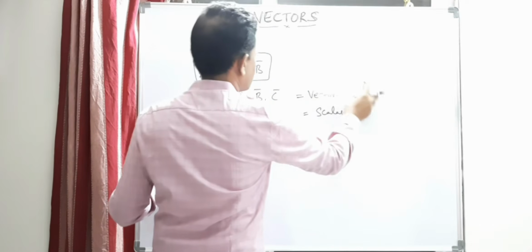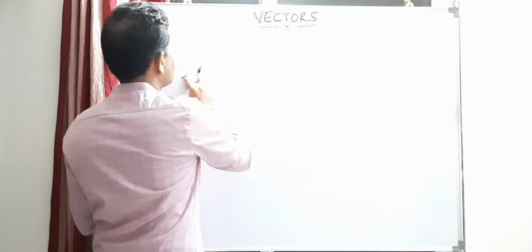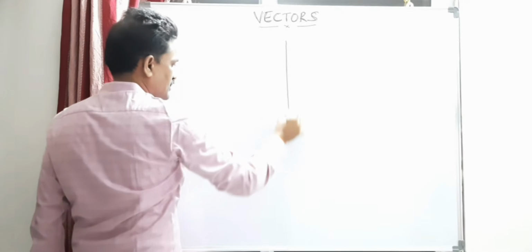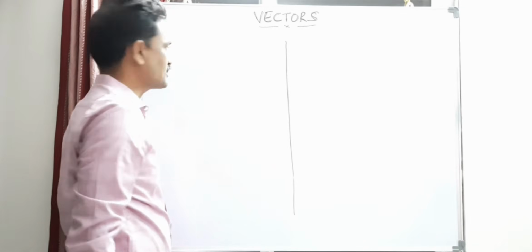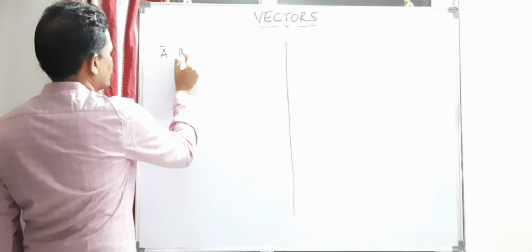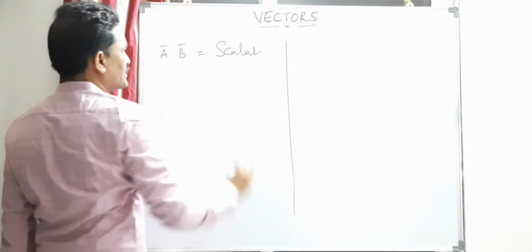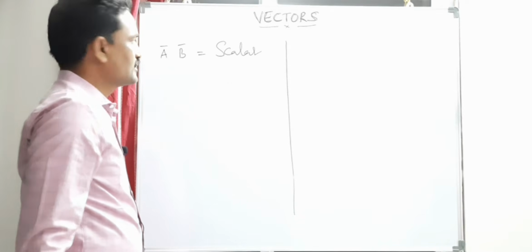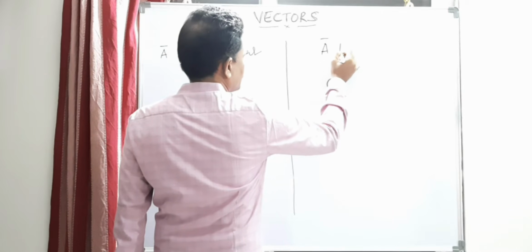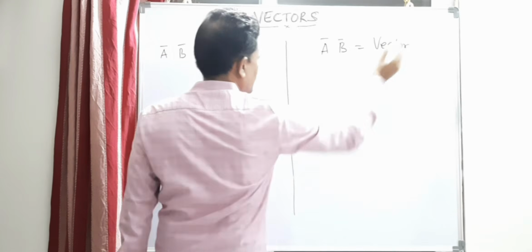Now let us discuss product of two vectors, that is multiplication of two vectors. As I told you, there are two types of multiplications in the case of two vectors. Vector A is multiplied with another vector B, the result is a scalar, then that is called a scalar product. A vector multiplied with another vector B and the result is a vector, then that is called a vector product.